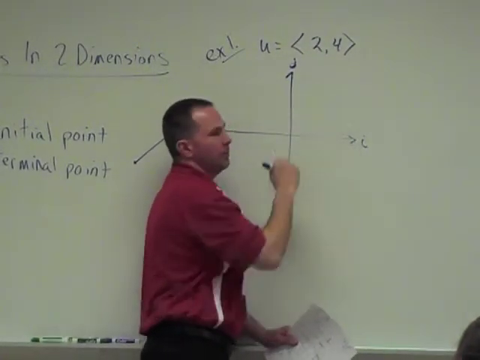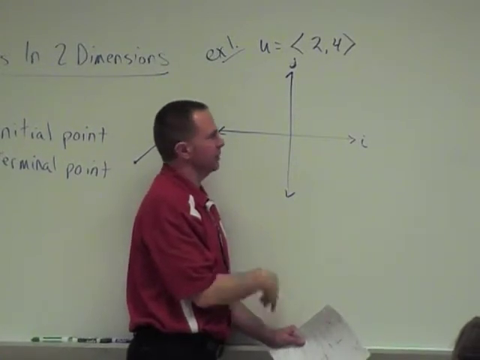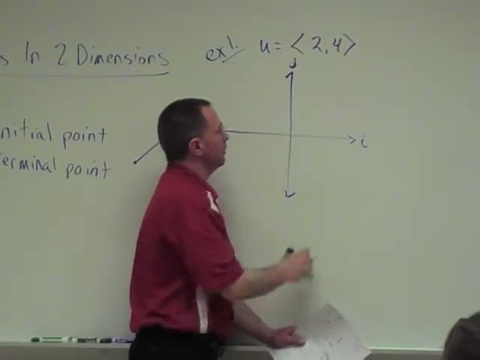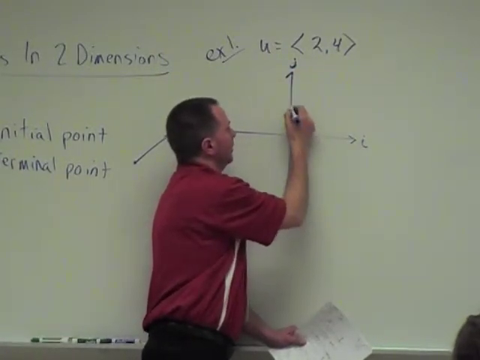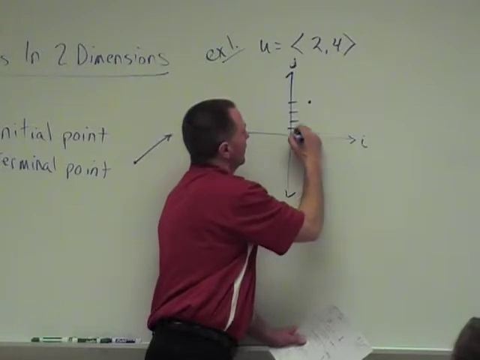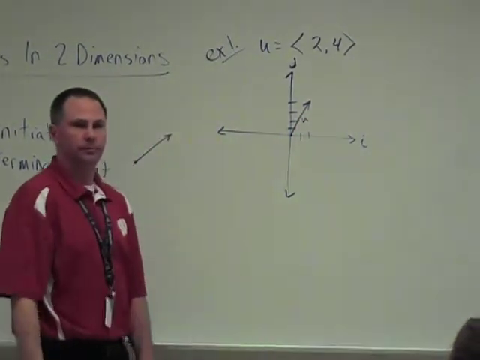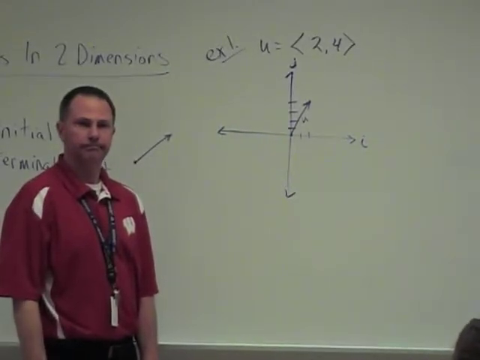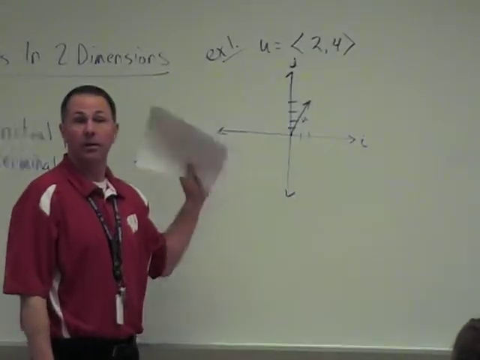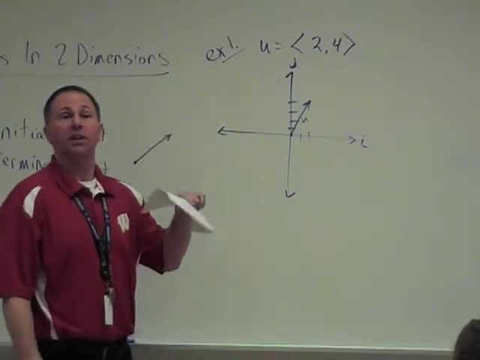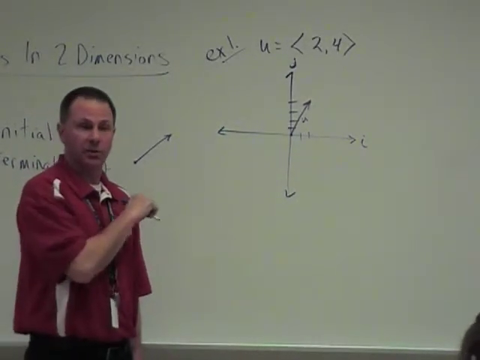Now, instead of x and y, we're going to use i and j. That lets us know that we're dealing with vectors. So if we're starting at the origin, I go to the right 2, and I go up 4. And that would be the vector u. Why is it at the origin? Unless I give you a starting point and a different initial point, it's always going to start at (0, 0).